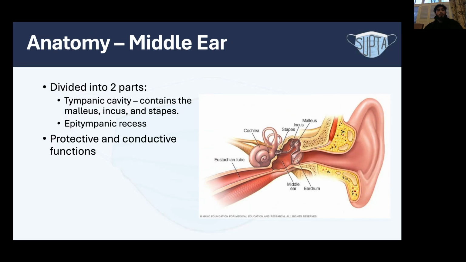So what are the two muscles? We have our tensor tympani, which originates from the external acoustic meatus and attaches onto the handle of the malleus. When that contracts, it pulls it medially. That's innervated by the tympani nerve, which is a branch of the mandibular nerve, which in itself is a division of the trigeminal.